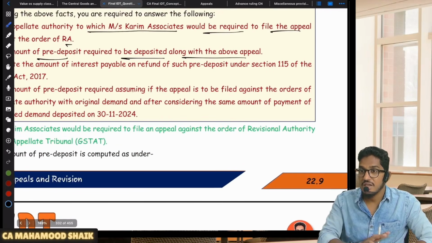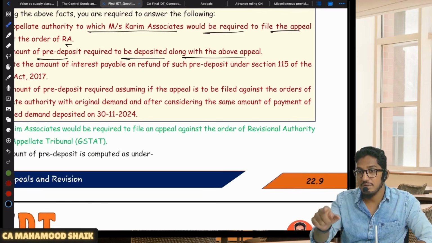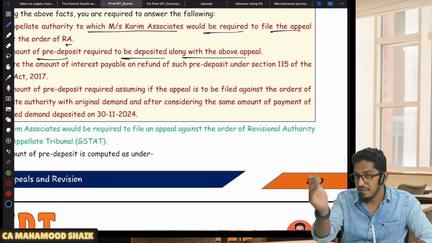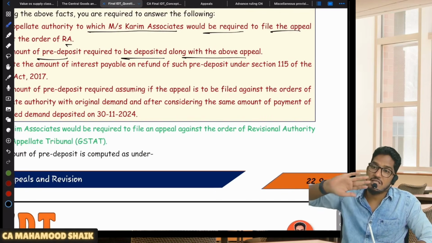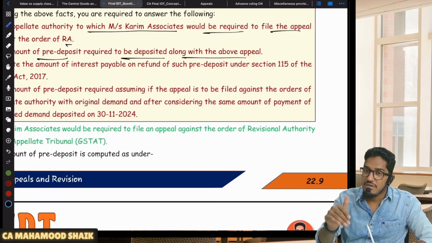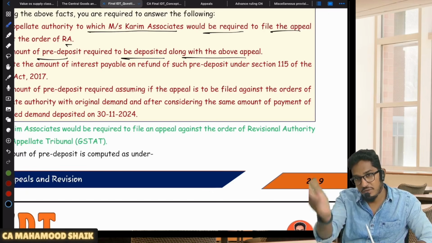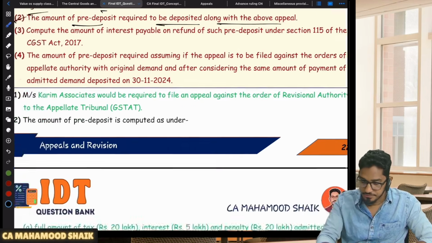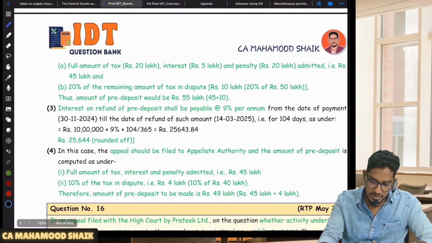50. Don't say the limit of 40 will become applicable here. The limit is only for the 10%. 10% of the tax amount subject to a maximum of 20 or 40 in case of IGST. But here, the admitted liability you should not restrict. Whatever you are admitting, that much you have to pay. Guys, able to get the point of what I am trying to say here?